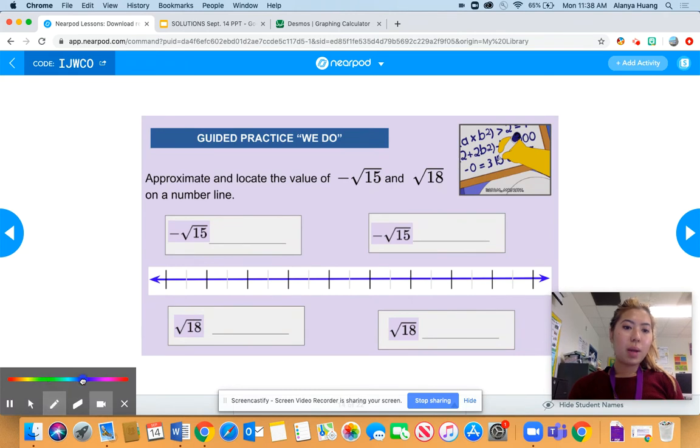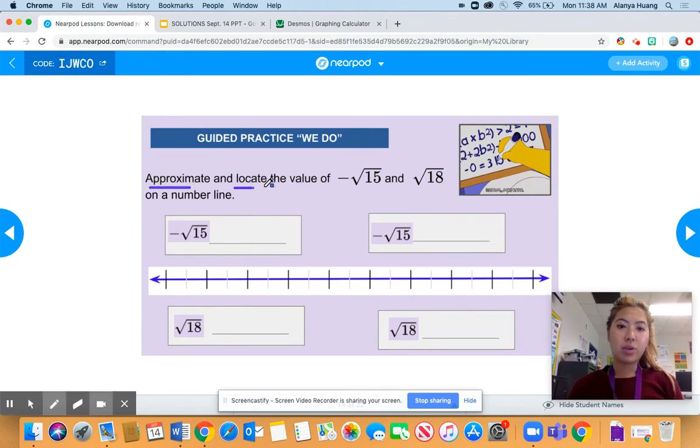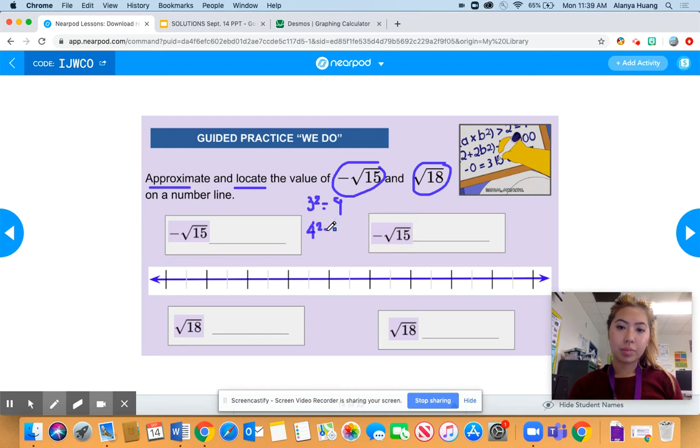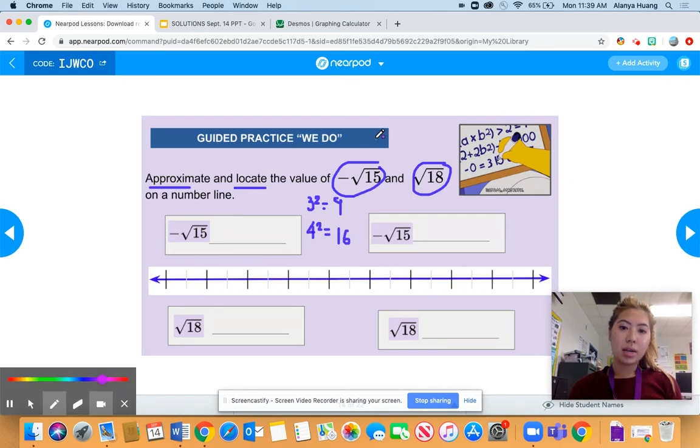For this we do problem, it says we have to approximate and locate the value of negative square root of 15 and square root of 18 on a number line. So first we have to figure out the closest perfect squares. So 3 squared is 9, 4 squared is 16, so that means that square root of 15 is in between. And because it's negative, that means it's between -3 and -4.